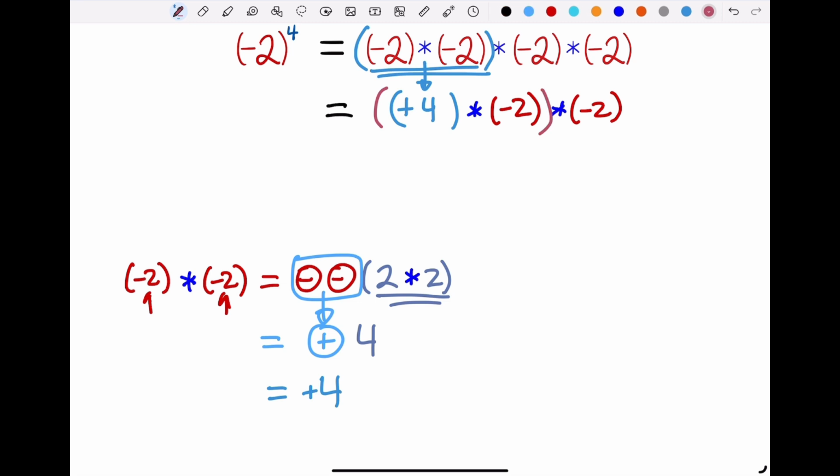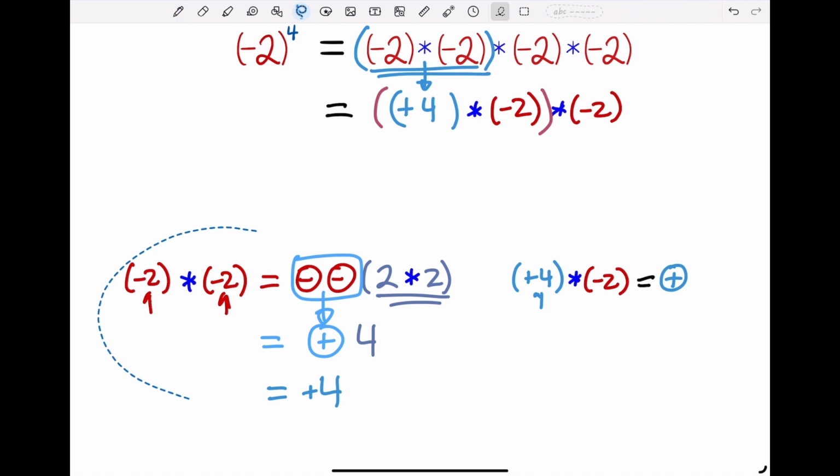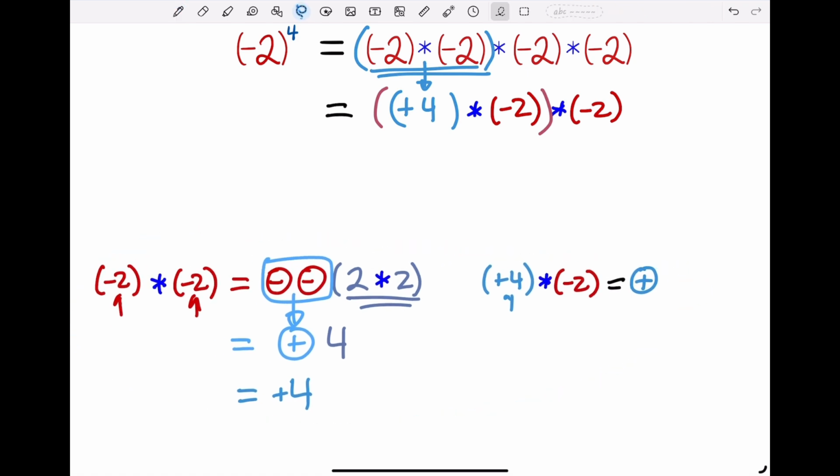And so we have here positive 4 times negative 2. There we go. Since we have a positive 4, we're going to take out a positive sign here. Let me move this over so we can see it better. And since we have a negative 2, we're going to take a negative sign out. Then we're going to multiply the 4 and 2 together separately. So we have 4 times 2.